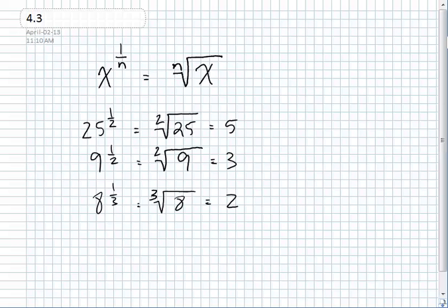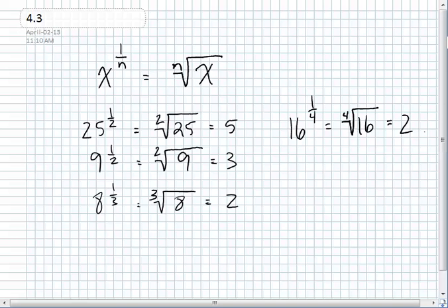Okay, and so we can extend this beyond the half or third, like at, say, fourths or fifths. So 16 to the power of 1/4 is equal to the fourth root of 16, which is what number multiplied by itself 4 times. So something times something times something times something equals 16. And you can put that into your calculator, actually, and figure out the answer is, in fact, 2, because 2 times 2 times 2 times 2 is 16.